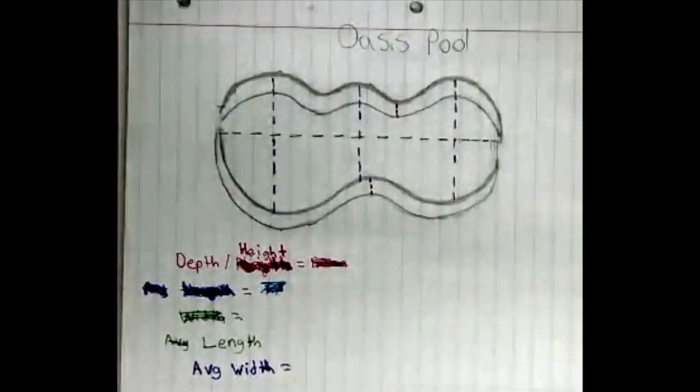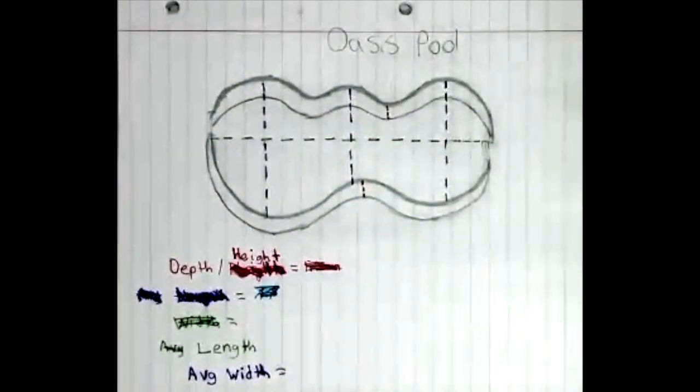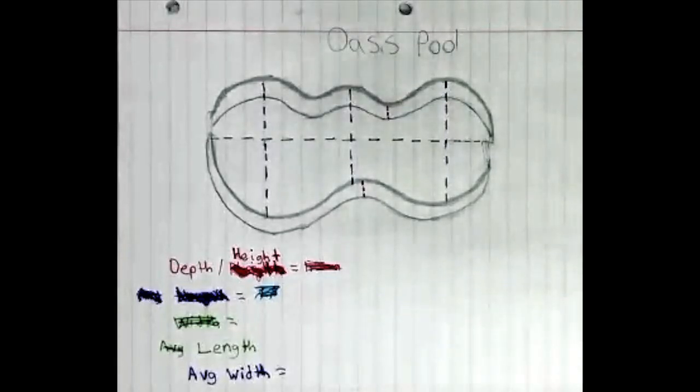After we found all 3 measurements, we then multiplied them all, and that's how we found the volume of the Oasis pool. The wave pool.